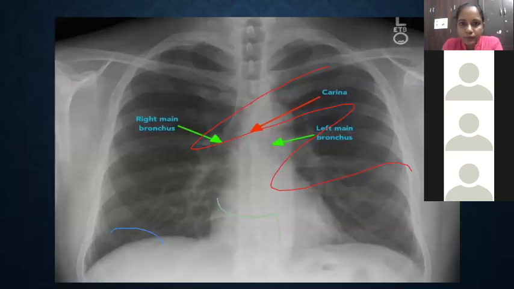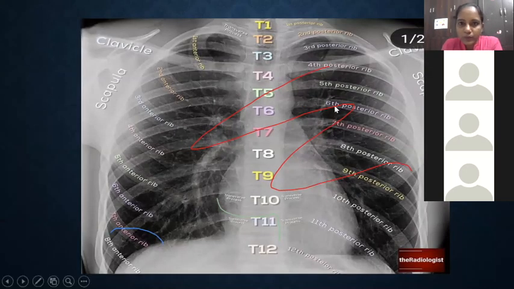So, first to look at the airway, we trace the trachea in the midline, and this is the carina, and then we have the right main bronchus and the left main bronchus. This should be traceable in a normal X-ray. So next, coming on to the bones. So this will be the picture. We have tried labeling it. So we see all the vertebra till T12 faintly.